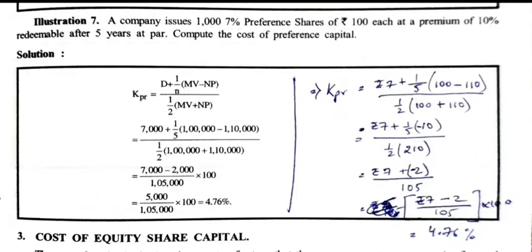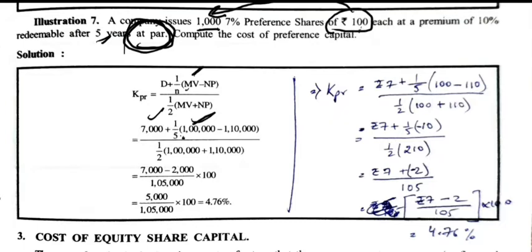Next is number of years, n. It's given as 5 years, so I have written 5 years. So we are clear with 7000 and 5 also. Next, we are talking about maturity value, meaning at maturity how much you are paying. They said that at maturity you will repay at par. At par means same value. So what is the value of one share? It is rupees 100. But how much are you going to pay in total? 100 per share, but you have 1000 shares. So 100 into 1000: the total maturity value is 1 lakh.